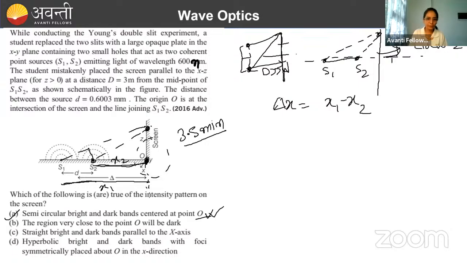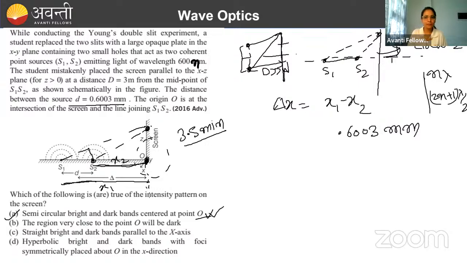And if we subtract this, it will be equal to the distance between the sources. And what is the distance between sources given? That is your 0.6003 millimeter. So this is my path difference. Now we need to check if this path difference is an integral multiple of lambda, or if it is something in this sense. If it is like this, we will get maxima. If it is like this, we will get minima.